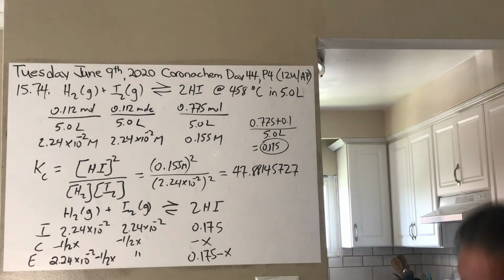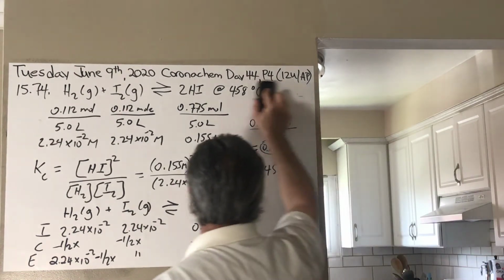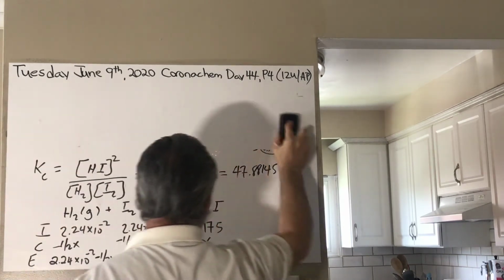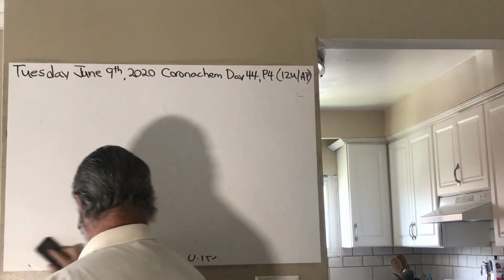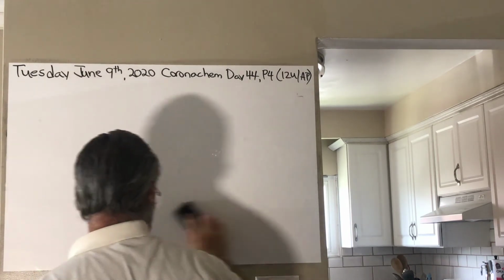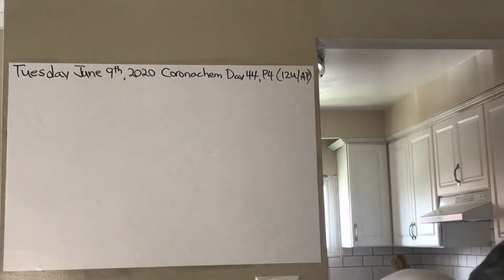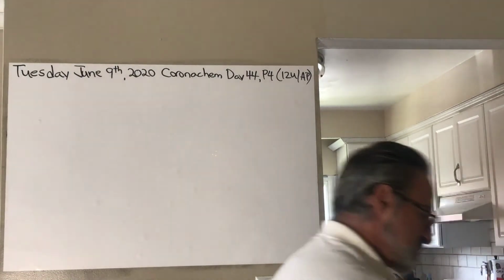And now let's set up our equilibrium expression. I have to erase everything now. This is a small problem to write in the book, but it ends up taking up a lot of space in your notebook. So this is what you end up with.